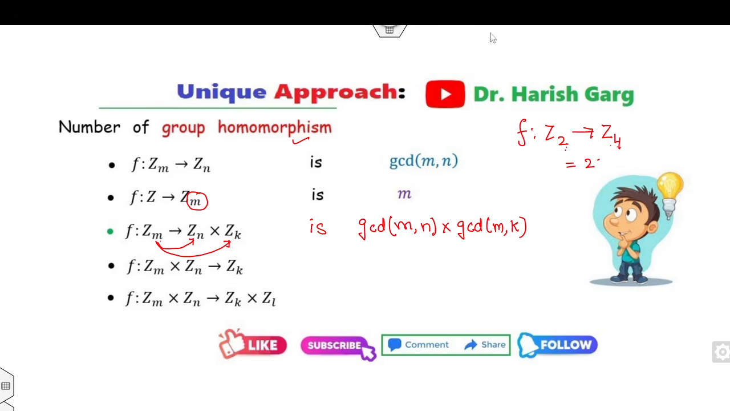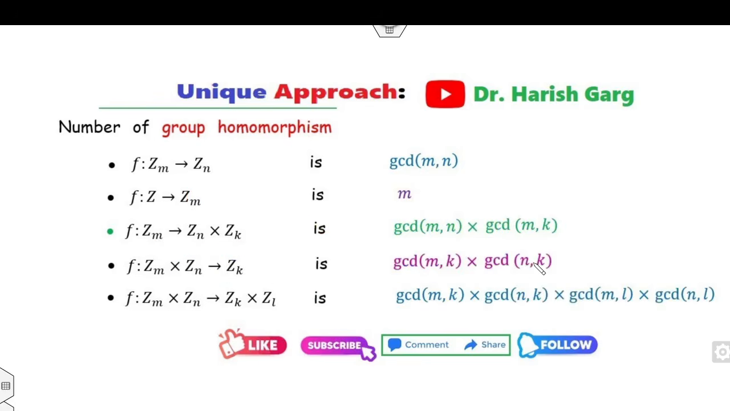Similarly, you can define the group homomorphism count for the fourth case: the GCD of m and k, times the GCD of n and k. And for the last case, you can define the number of group homomorphisms as the GCD of m and k, n and l, m and l, and n and k. All these are the possible cases.